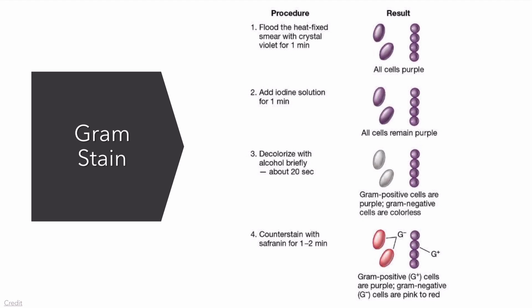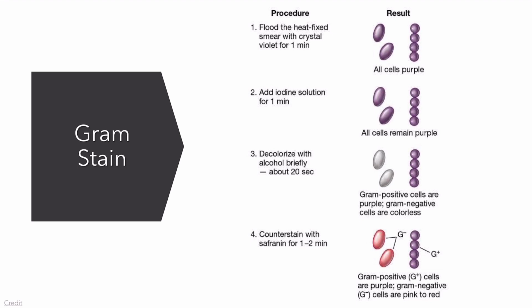The first step in this process is to heat fix our specimens. We do that by passing the slide through a flame, and that sticks the organisms to the slide so they'll remain through our entire methodology. Once we do that, we then add crystal violet, which is a basic stain, and crystal violet will stain everything. Doesn't matter if they're gram-positive or gram-negative, everything will now be purple.